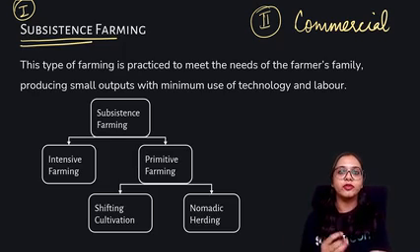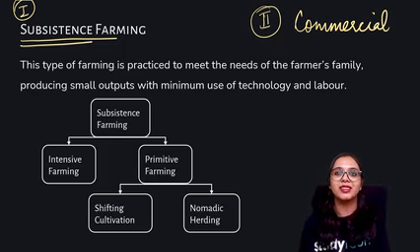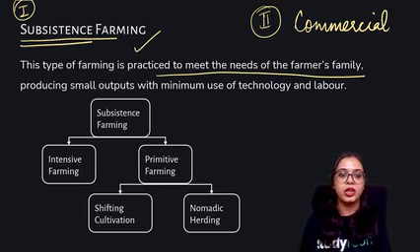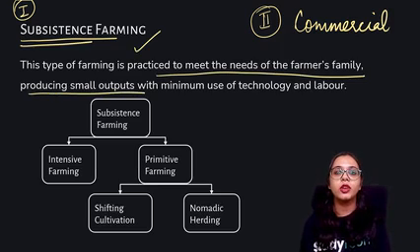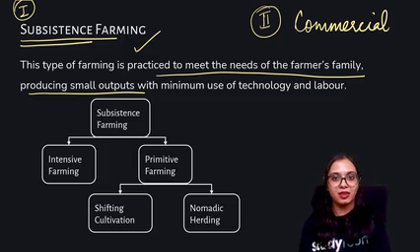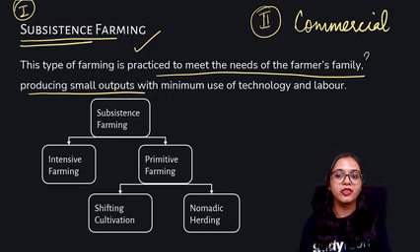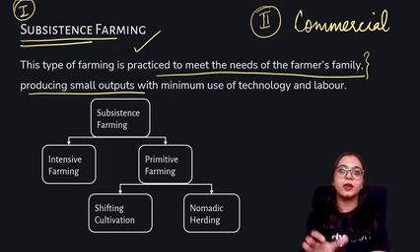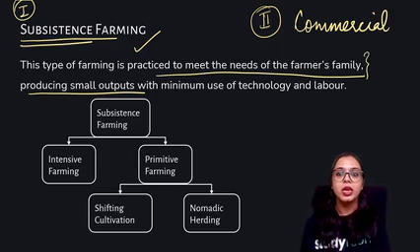So just the kind of farming that the farmer does for the mere survival of his respective family, that is known as subsistence farming. Okay, so it is the type of farming practice to meet the needs of the farmer's family, producing small outputs. Since it is only done to meet the needs of the farmer's family, the output would be low, it would not be for commercial purpose, right? And the family could or could not be poor, it depends. But in the broad term of subsistence farming, we are assuming that there is a lack of resources, right?